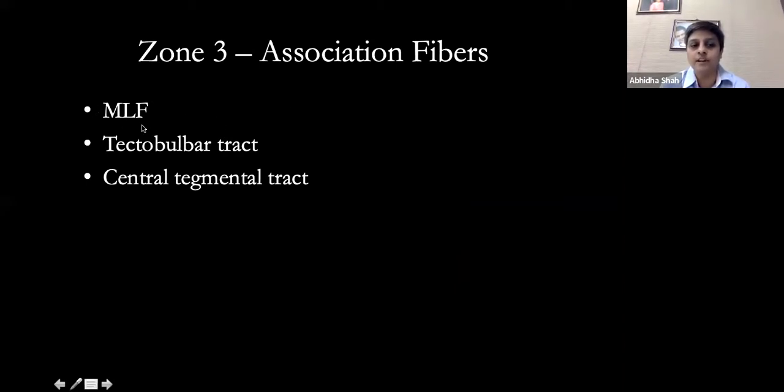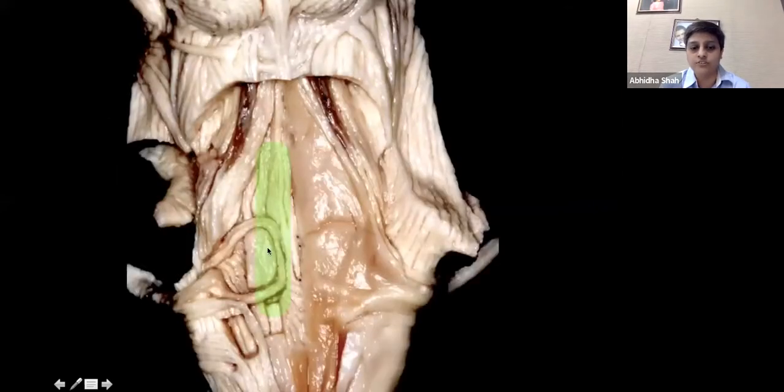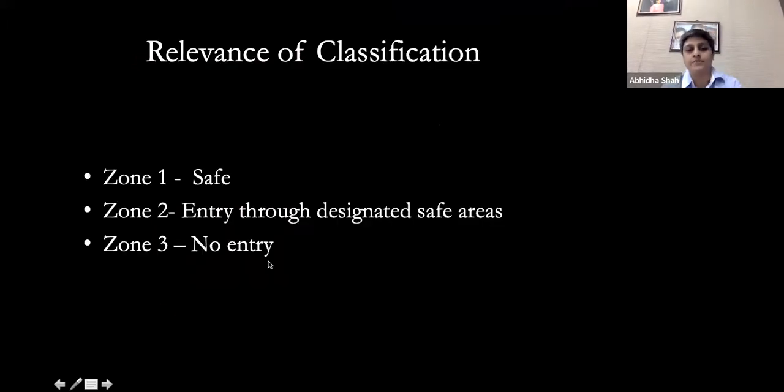It consists of the MLF, the tectobulbar tract, and the central tegmental tract. So this is this area. We are never going to enter the brainstem in this area from any side. So this is an absolute no entry. This is the medial longitudinal fasciculus, the central tegmental tract, and the tectospinal tract. So the relevance of this classification is that it is safe to enter the brainstem through zone 1. From zone 2, you can only enter through designated safe areas. And basically remember that zone 3 is a complete no entry.